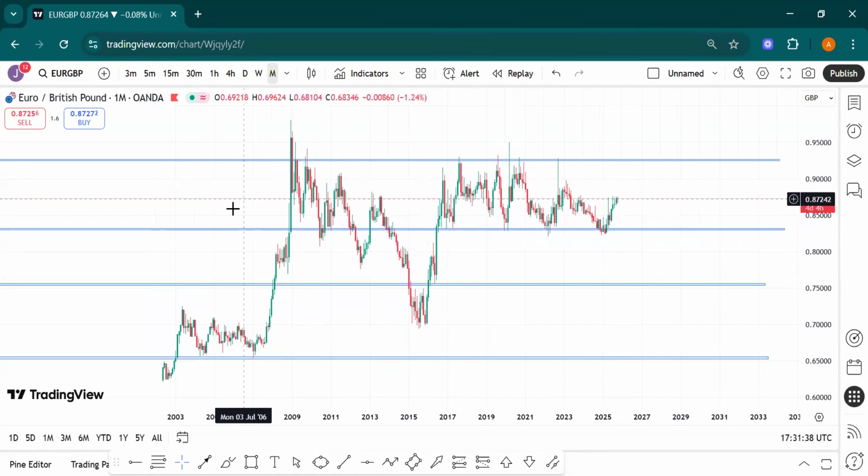We mostly do top-down analysis of different financial securities, and today we're going to be looking at the forex currency pair Euro GBP. And without wasting much time, let's get to it.